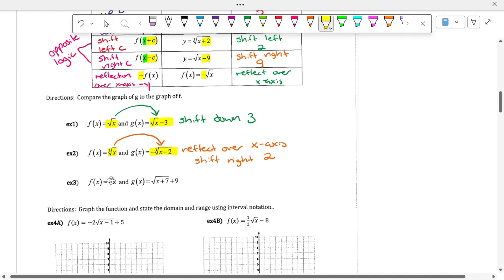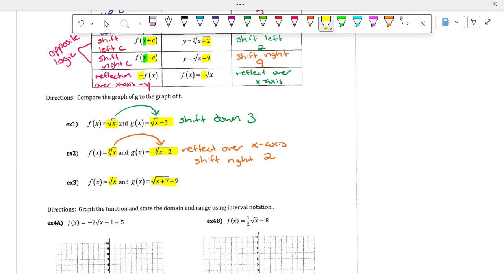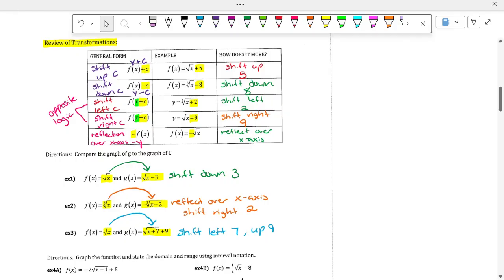All right, last one. So we start with the parent function of the square root, and we go to the square root of x plus 7 under the radical plus 9 outside the radical. So how do I go from here to here? Not up 7. Nope. Left 7. And then up 9. So guys, knowing these rules right here is important. All you got to do is just look at the rules.